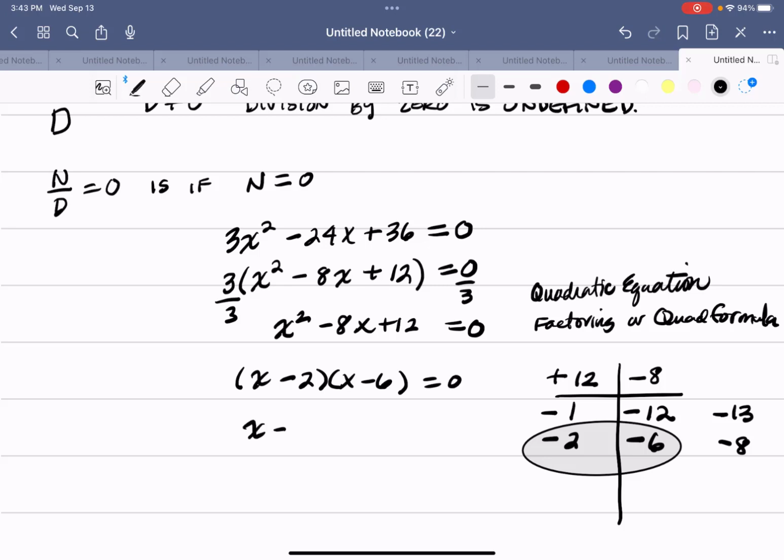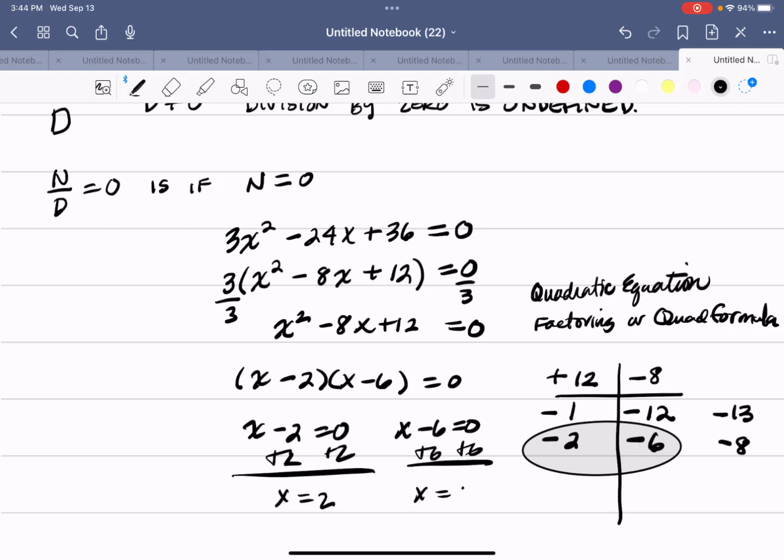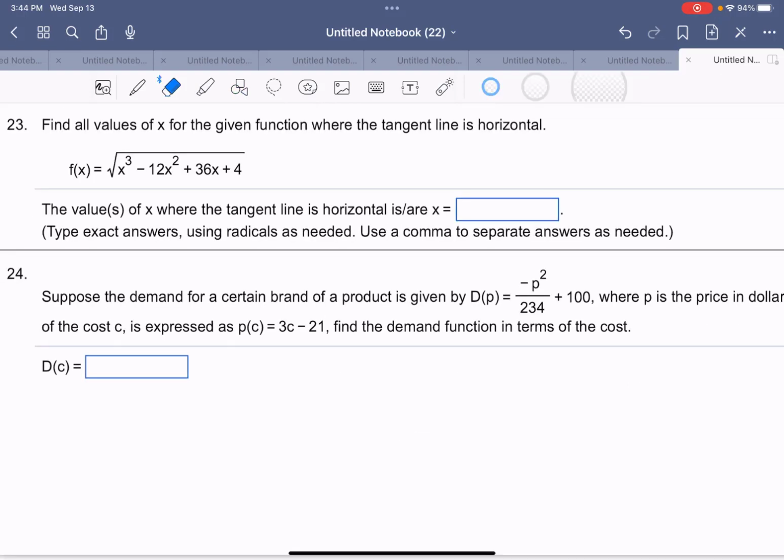We set each factor equal to 0. So add 2, x is 2. Add 6, x is 6. So these are the two places where the slope of the tangent line will be 0. So the final answer for example number 23 is x equals 2 and 6.